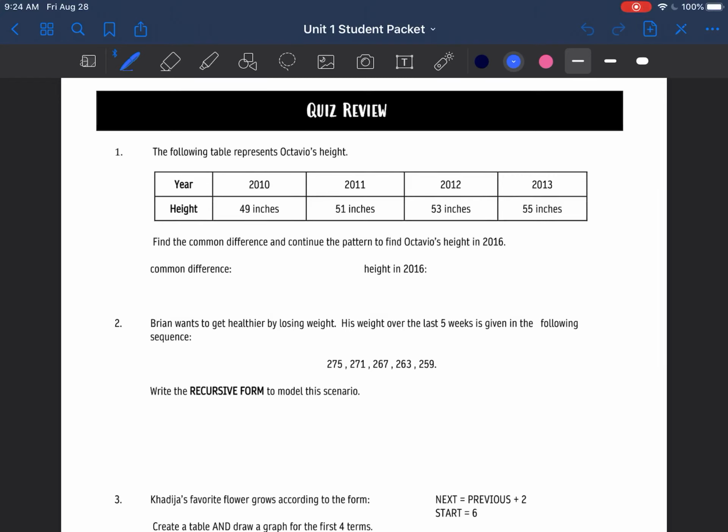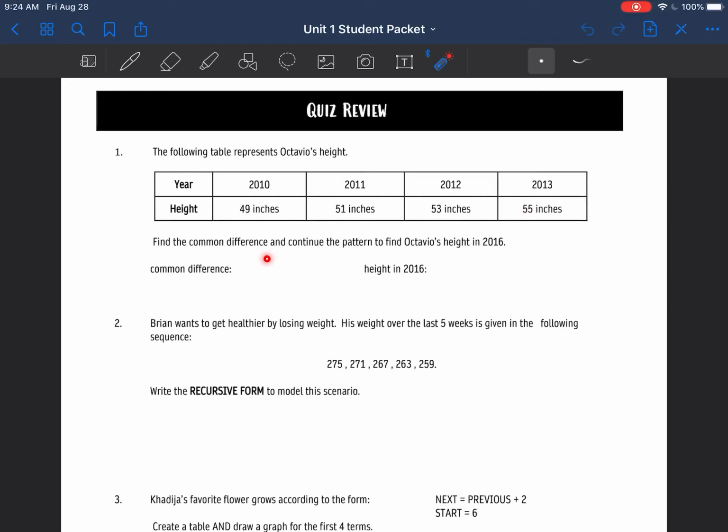We're going to do 3 problems that cover similar concepts to what you can expect to see on your quiz. So in this first problem, we do have a table. You may want to pause and write down what's in the table so you have it for your notes as you study to prepare. We've got a table that represents Octavio's height. So we can see each year from 2010 to 2013 how tall he is in inches.